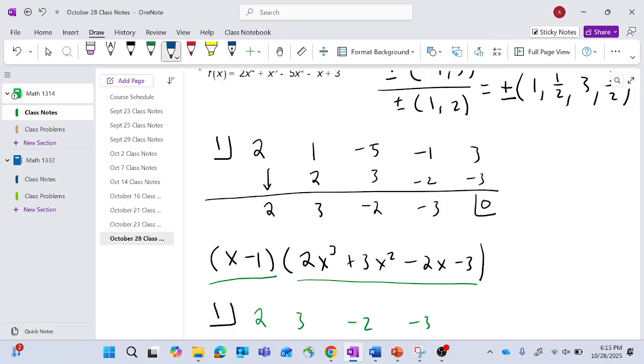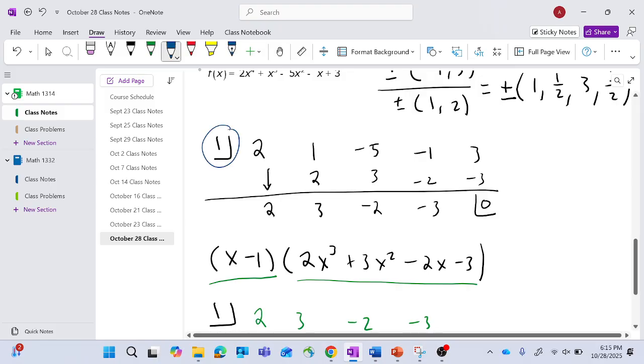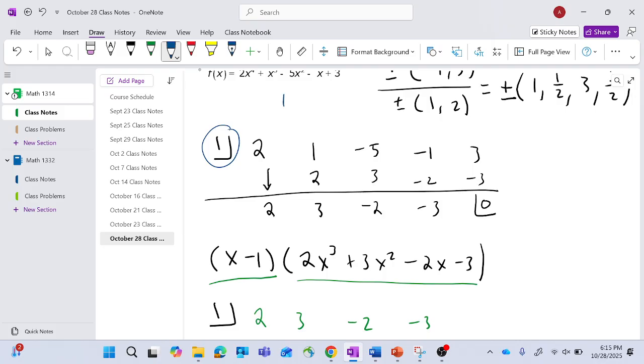Yeah, right here. It's what you divided by times what you got is the same thing as the original. It's like if you have 12 divided by 4, that's 3. That's like saying 4 times 3 is 12. What you divided by times what you got is what you originally had. That's the logic we're doing with polynomials.